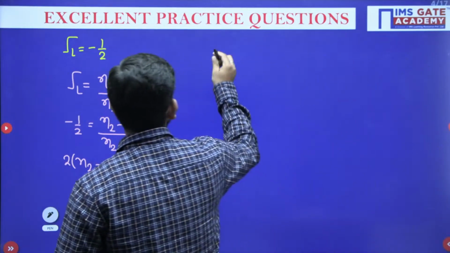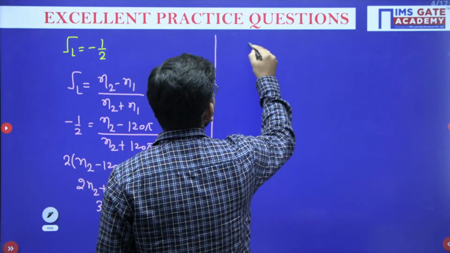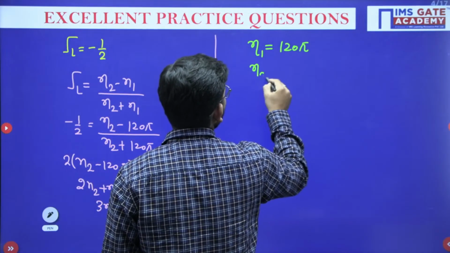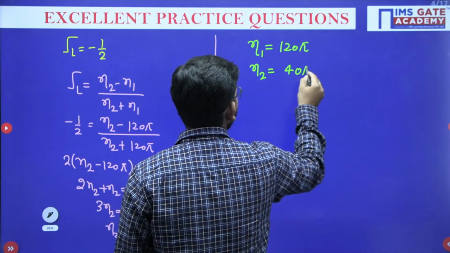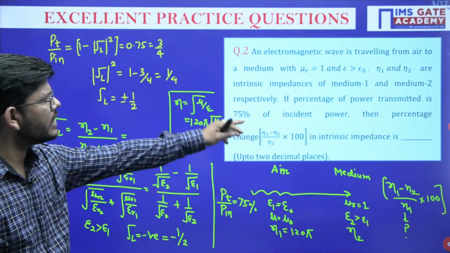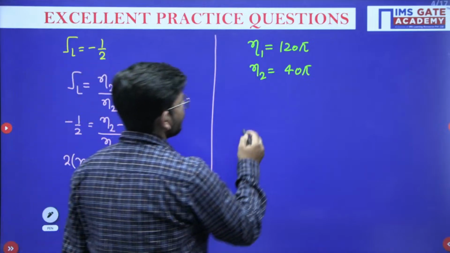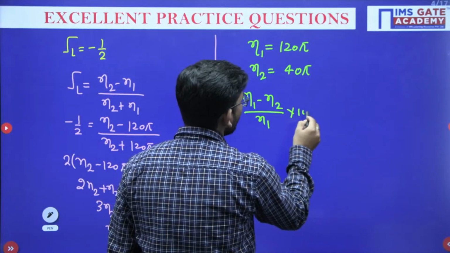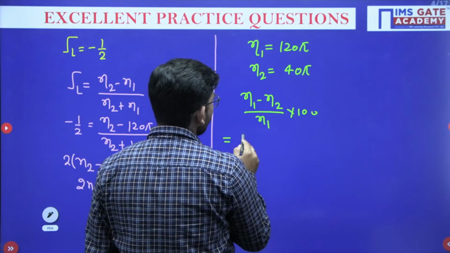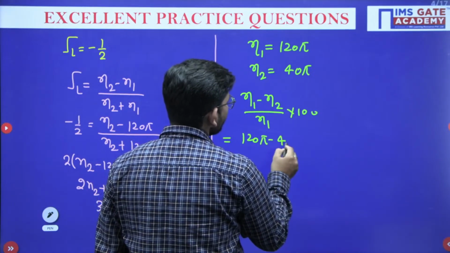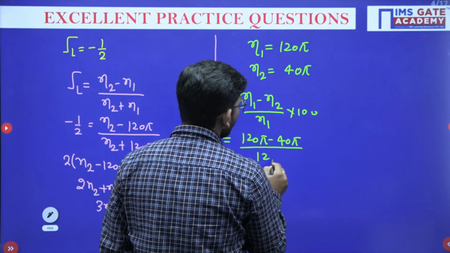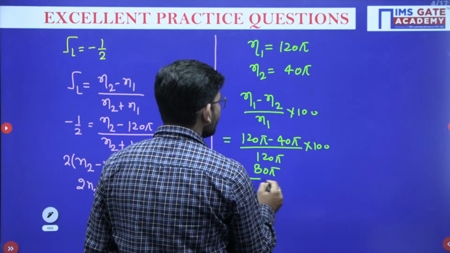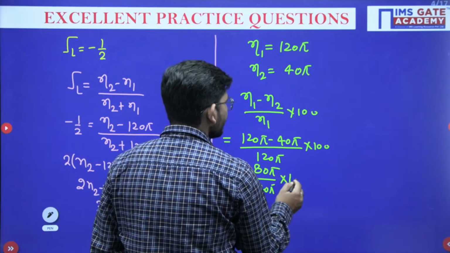What do we have right now? We are having the value of eta 1 with us. Eta 1 is 120 pi, and we are having value of eta 2 right now, which is 40 pi that we have calculated. What we have to calculate here is the ratio of eta 1 minus eta 2 upon eta 1. So eta 1 minus eta 2 divided by eta 1 into 100 will be how much? So put the values here. 120 pi minus 40 pi divided by 120 pi into 100. This will be 80 pi over 120 pi into 100.